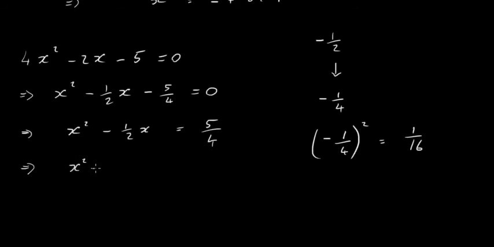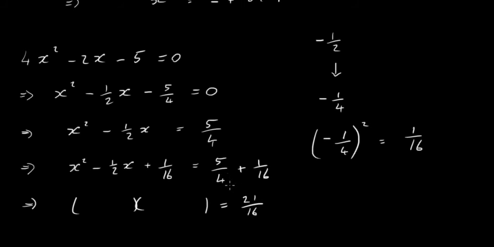So you've got x squared minus half x plus 1 over 16. And over here we've got 5 over 4 plus 1 over 16. Okay, so let's just factorize the left-hand side, and we'll just add these two on the right-hand side. And over here we actually end up with 21 over 16 when you add these two fractions.